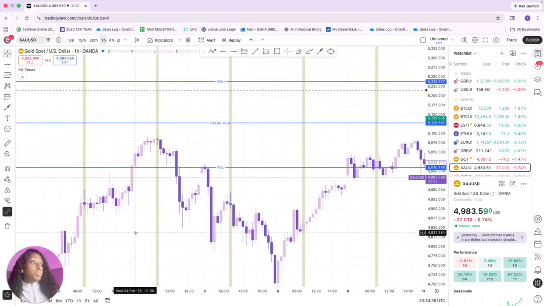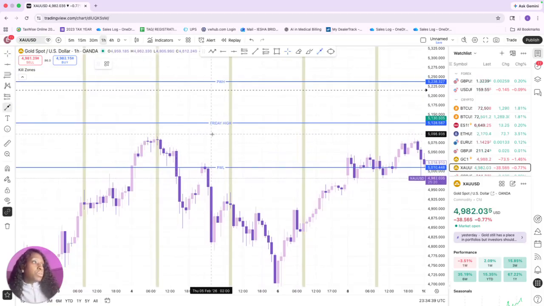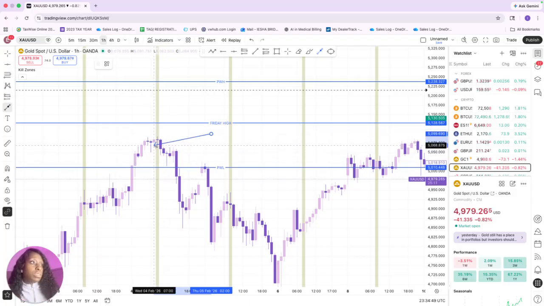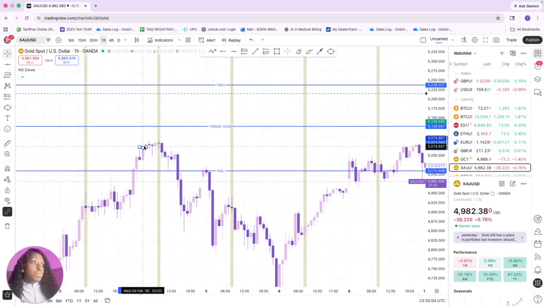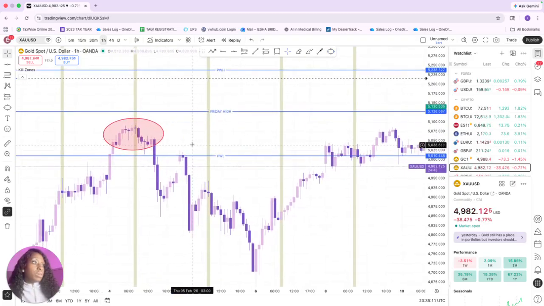Okay, like right here, price had a reaction. Here we had a reaction to the previous week low. Price broke above the previous week low, pretty much just grabbing liquidity. As you can see, it stayed above a little bit, but not much, and it came back below the previous week low. So this here is considered a liquidity grab. This here is considered an area of liquidity, a liquidity pool right here.